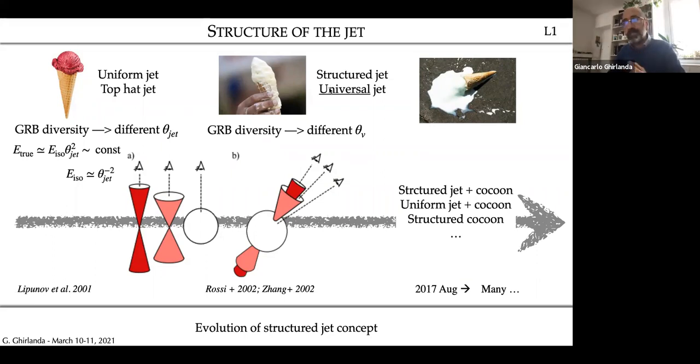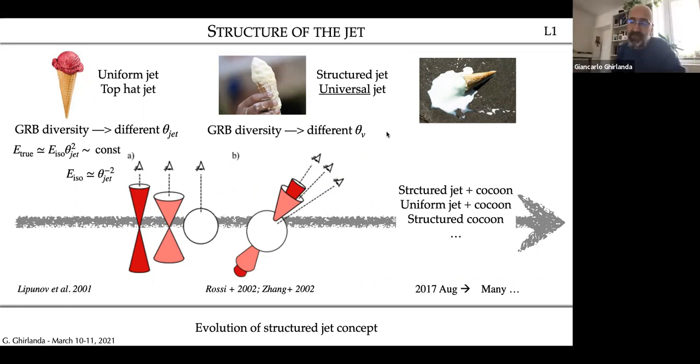The nice point here is that with the structured jet, much like what happens for instance in AGN, you have the possibility of ascribing the GRB diversities to a different viewing angle, rather than a difference in the intrinsic properties of the jet. This is why it is often also called a universal jet, because with the universal jet structure, or with some dispersion in its parameters, you can account for the GRB diversity just by viewing the jet at different viewing angles, which is random, of course, in the plane of the sky.